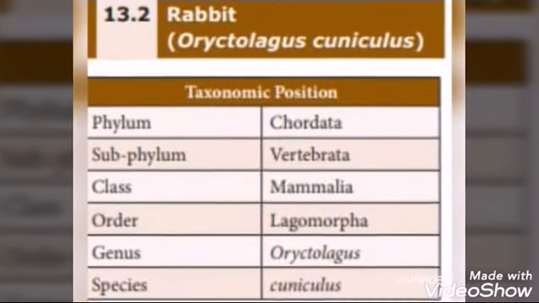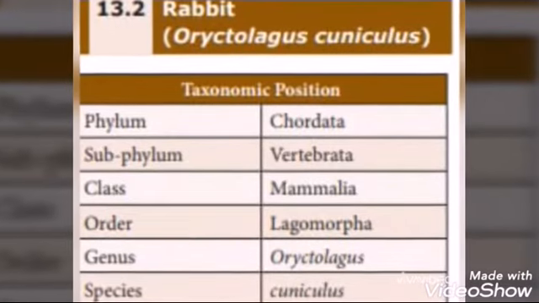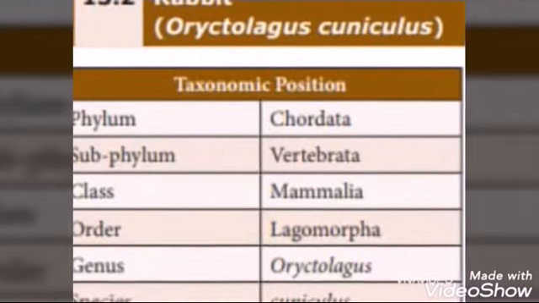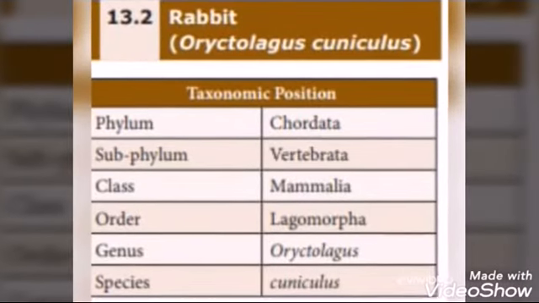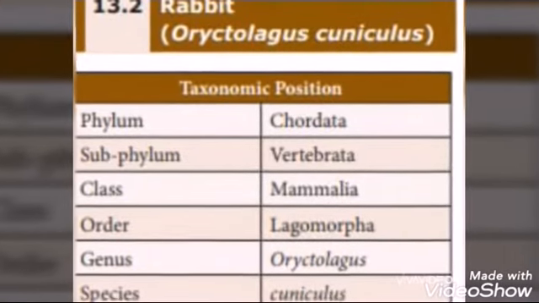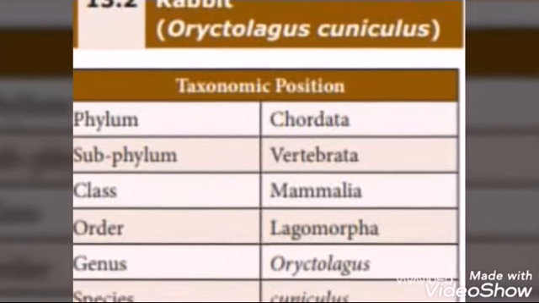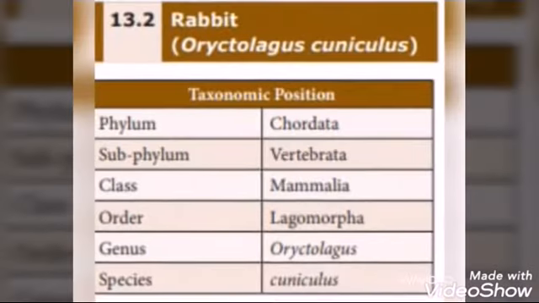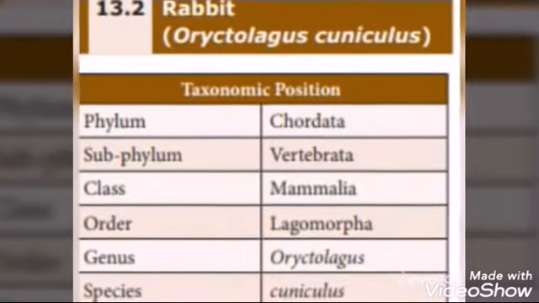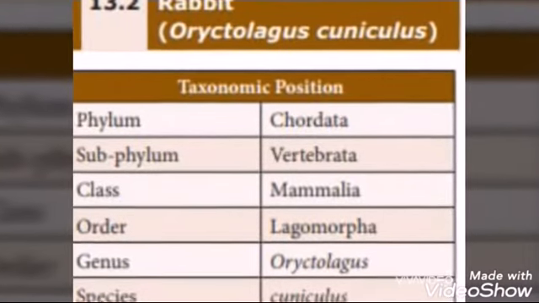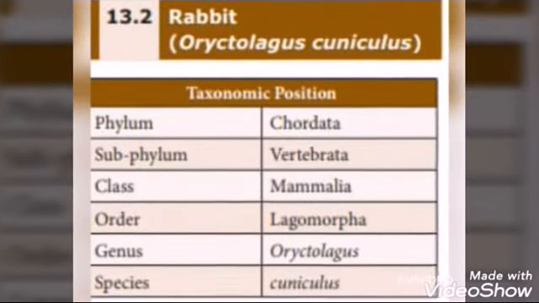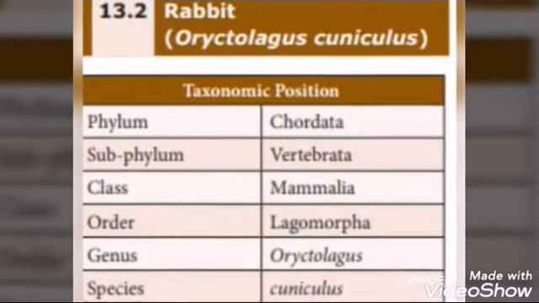Next one, taxonomic position of rabbit. The scientific name of rabbit is Oryctolagus cuniculus. It comes under phylum Chordata, presence of notochord. Subphylum Vertebrata, presence of vertebral column. Class Mammalia, presence of mammary gland and external hair. Order Lagomorpha, it means two incisor teeth are present in front of the mouth. Genus Oryctolagus, rabbit variety. Then species cuniculus.